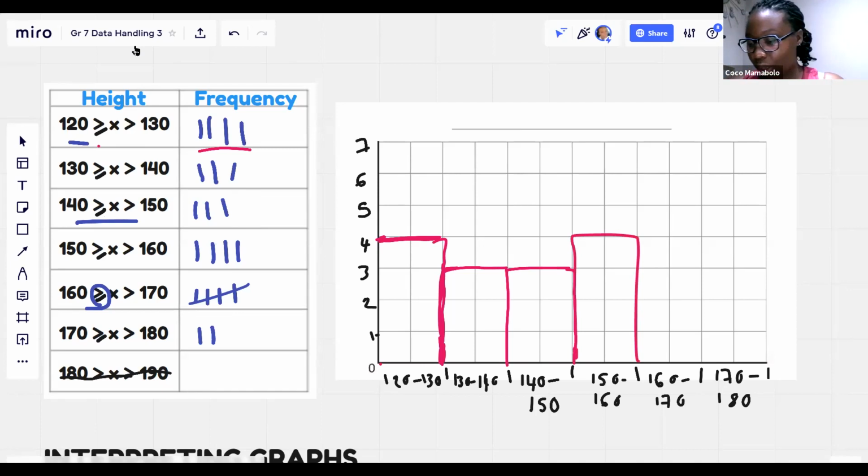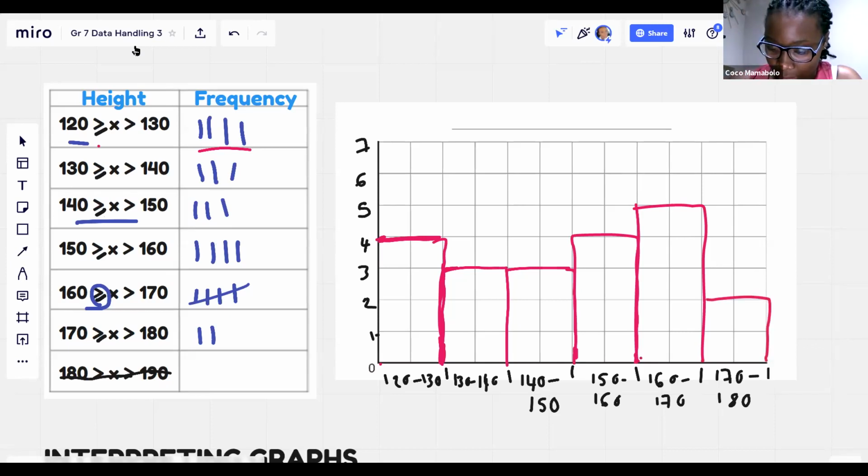Then 160 to 170 is 5 people. So we're going to start right here where the one before it ended, and we're going to go all the way up to 5 people. And then the last one is 170 to 180, which is 2 people. So we're going to look for 2, go across like that. Okay, guys, and this is how we draw a histogram.